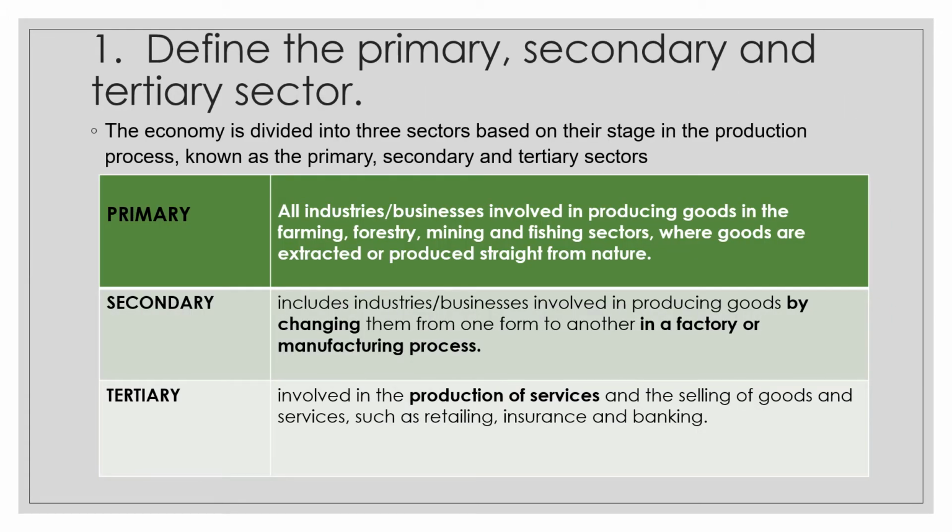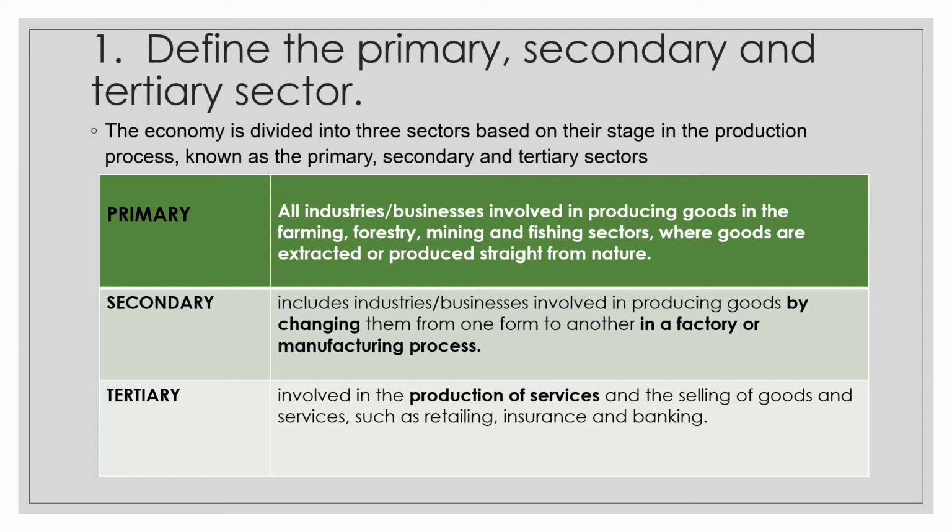We are first going to define the primary, secondary, and tertiary sector. The economy is divided into three sectors based on their stage in the production process. It's known as the primary, the secondary, and the tertiary sector. The primary sectors are all the industries or businesses involved in producing goods. It's usually in the farming, forestry, mining, and fishing sectors, where goods are extracted or produced straight from nature.